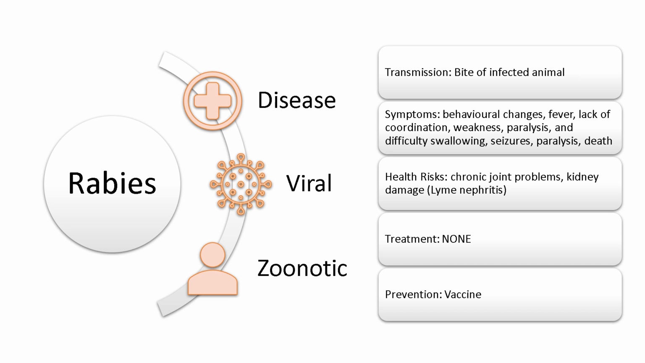It is a significant public health risk because it can be transmitted to humans, and once clinical signs are visible, the disease is nearly always fatal in both animals and humans. There is no treatment for rabies once symptoms appear. Rabies is a preventable disease, though, through vaccination, and this is the primary form of management.